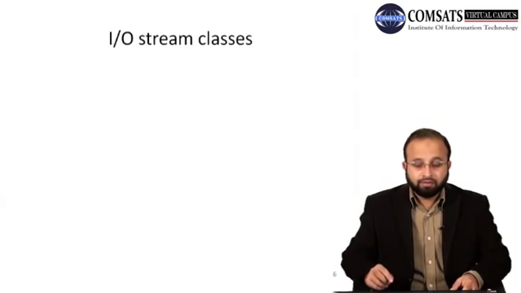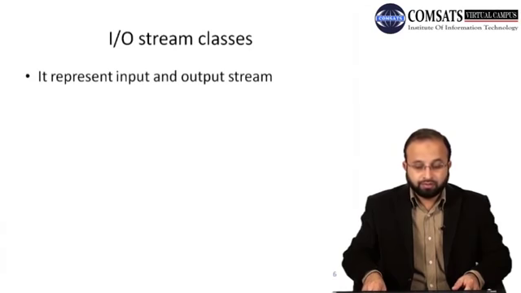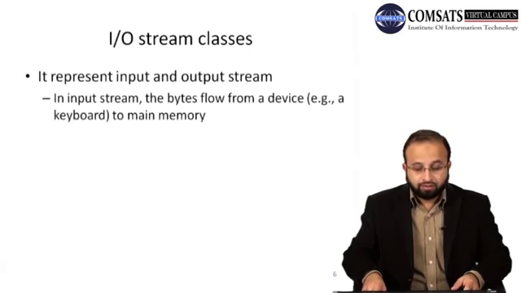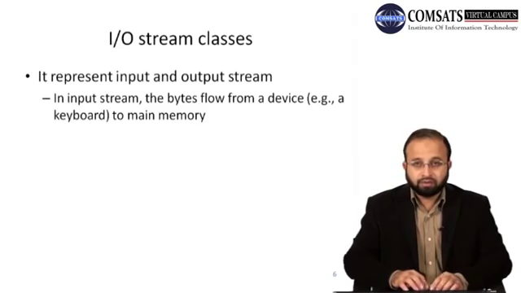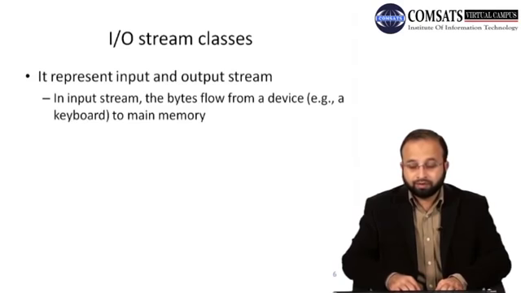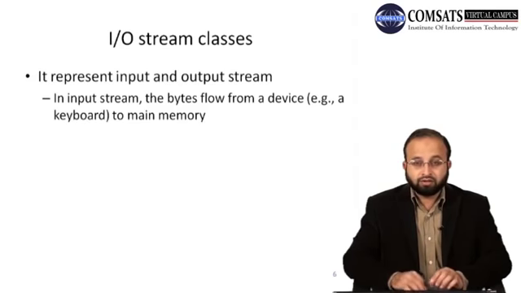Now IO stands for input and output operation. I is input and O is output. Stream operations. Streams means flow of data. Input flow of data and output flow of data, right? So it represents input and output streams. In the input stream, bytes flow from a device, for example a keyboard, to the main memory. So that is the input to the system. You type in something from the keyboard, that is written into some special space in the memory that is called a buffer, and that is called the input operation. That is the input stream, right?